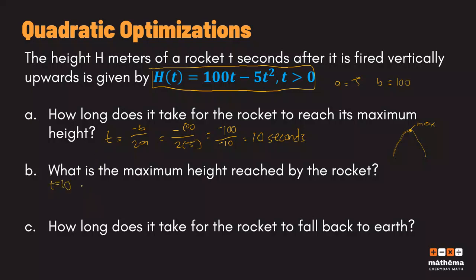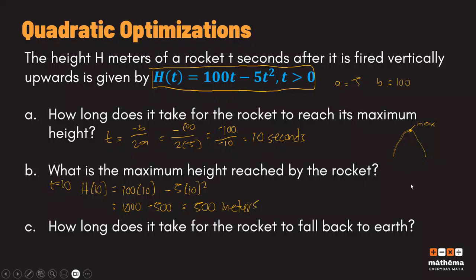So our height at 10 seconds is 100 times 10, sorry, minus 5 times 10 squared. This will give us what? 100 times 10 will give us 1000, minus 10 squared is 100 times 5, that will give us 500. So basically, our answer is 500 meters.